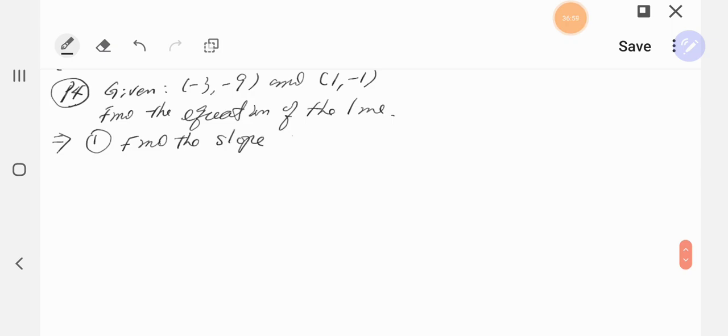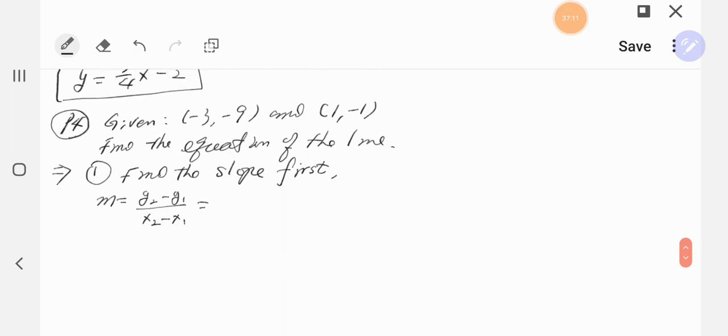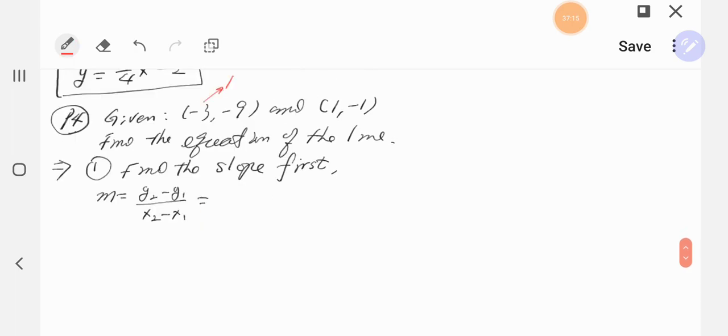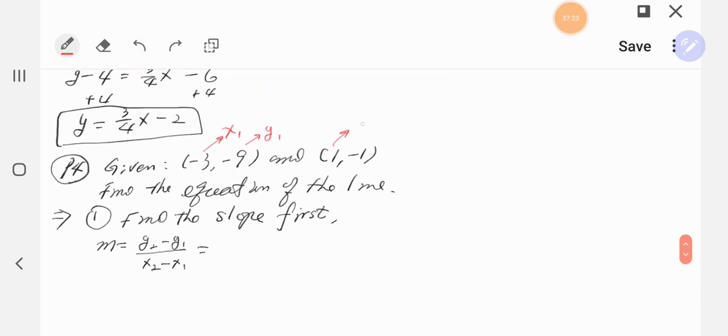Slope first. Slope is y2 minus y1 over x2 minus x1. Let's use x1 and y1 for the first point, and x2 and y2 for the second point.